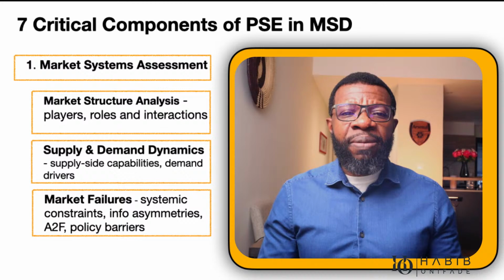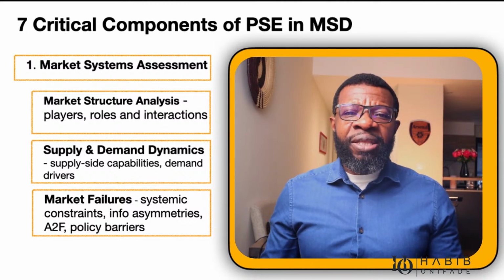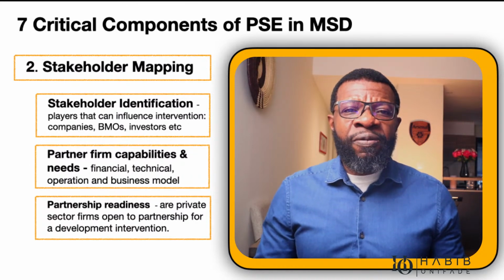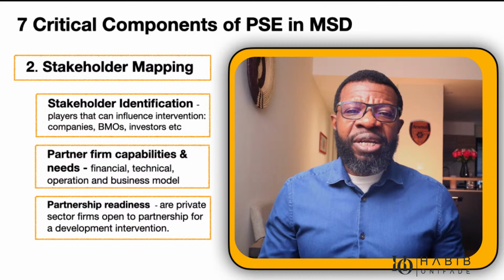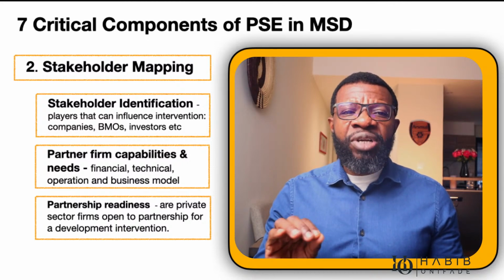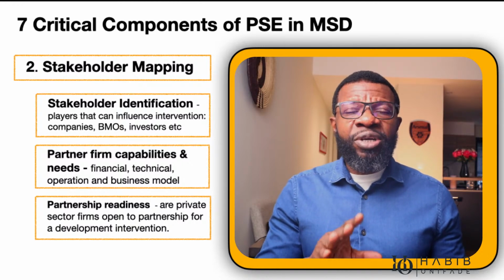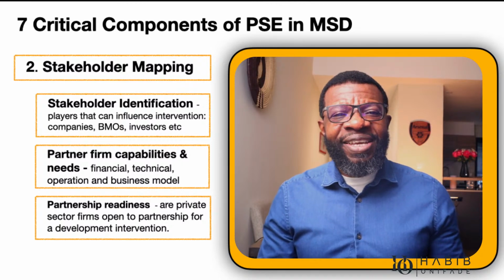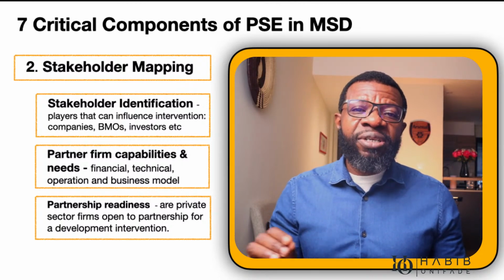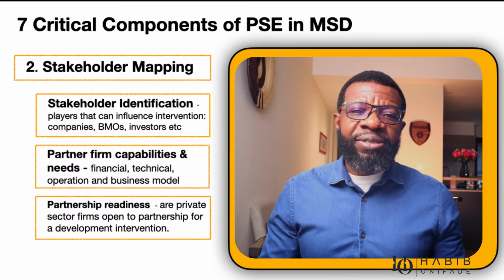Obviously, we need to consider market failures. So what are the systemic constraints that we have in this market? The second component of effective private sector engagement is stakeholder mapping. So we need to really identify the key influencers in the market system. Those are actors that have great sway in the market systems.